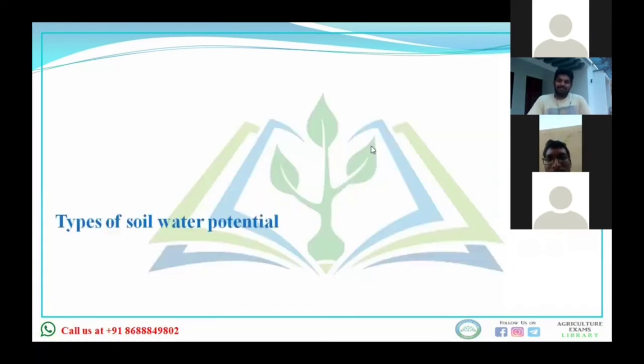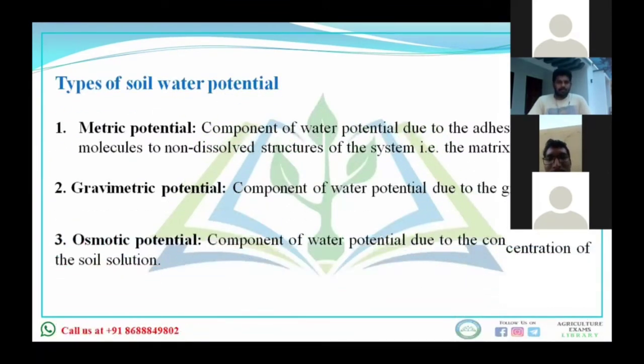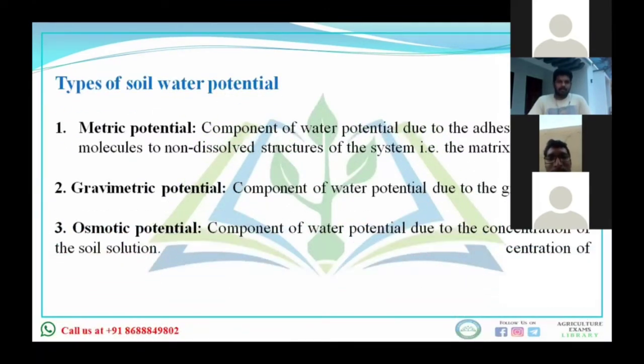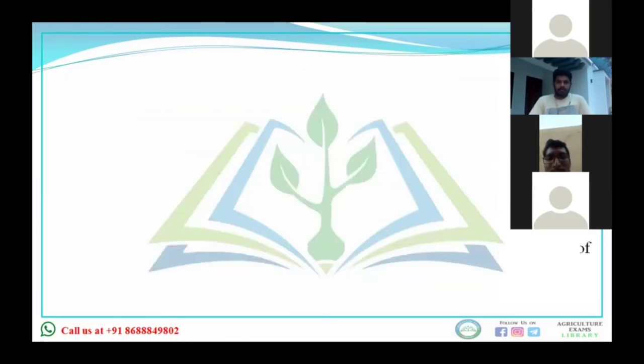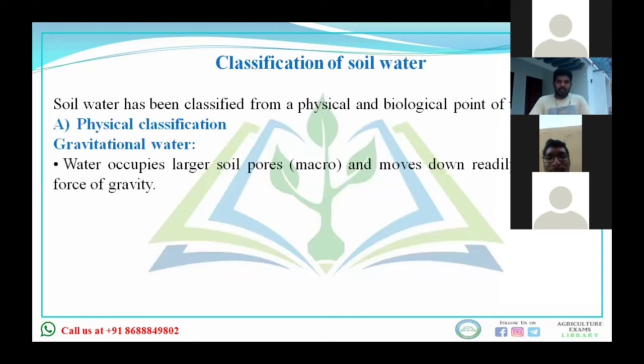Next, I'll explain right now. Types of soil water potential. I just told you metric potential, gravitational potential, and osmotic potential. That is of no use for us now. Classification of soil water. There are two types of classification: one is physical classification and the other is biological classification.